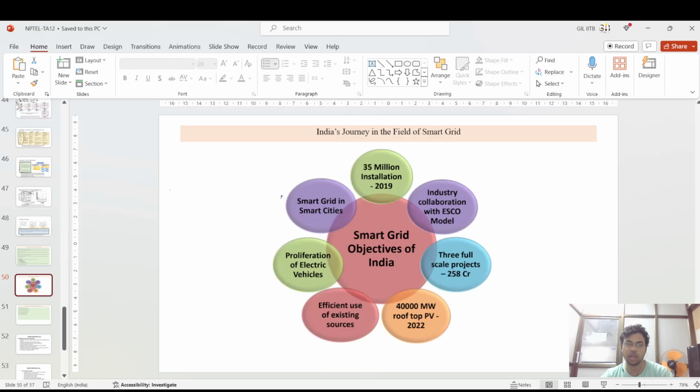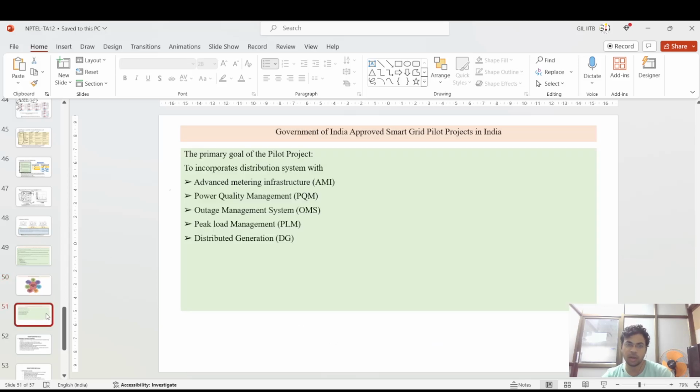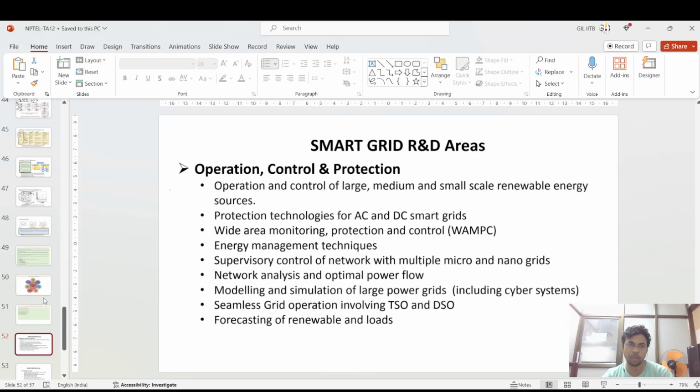The last topic here is India's journey. Many smart cities are coming into the picture. There is a lot of research potential, and various PhDs and many professors are working on that. Multiple projects worth millions, meaning $1 million each, are going on. So the potential is very high, and you can think of working in that domain.